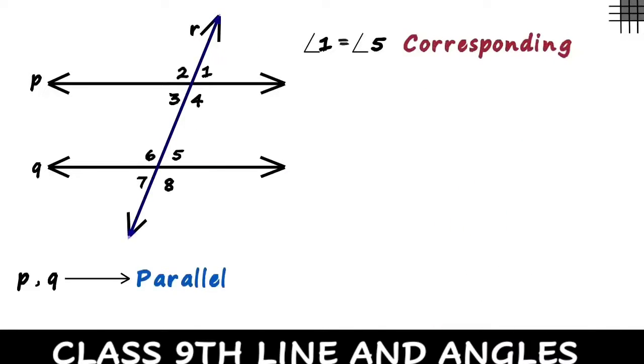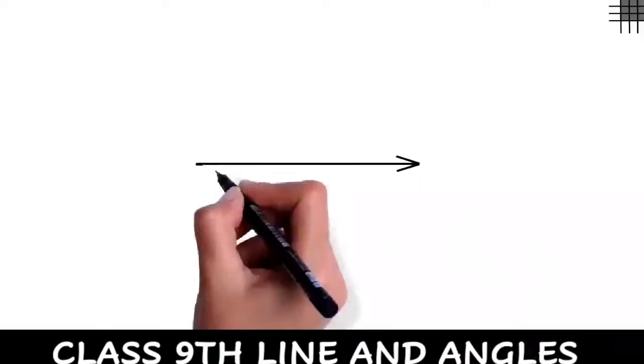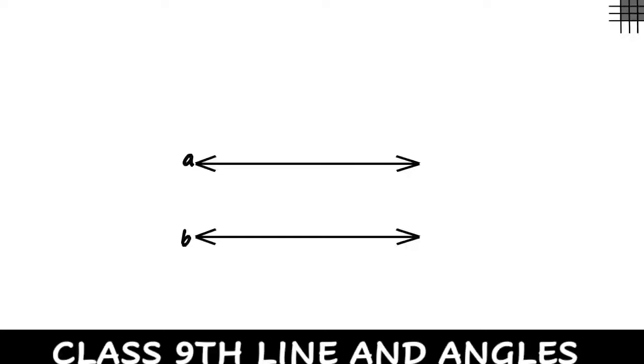It doesn't matter how the transversal is placed. These angles will always be equal. On a new page, let us try moving the transversal around. Assume line A and line B are parallel to each other. And here's a transversal C. You can see that these two angles look equal.